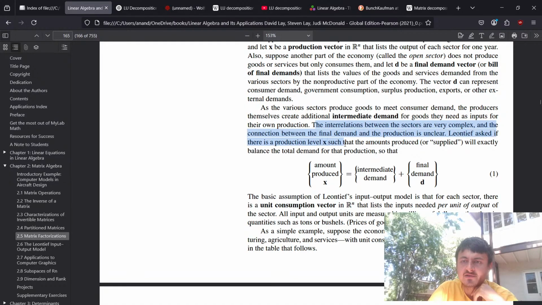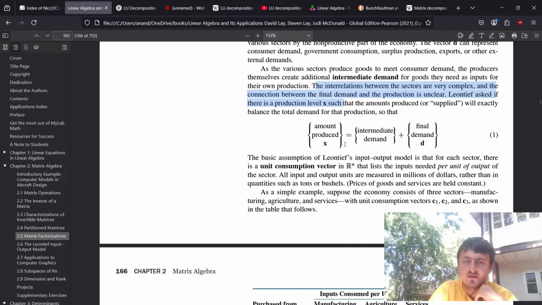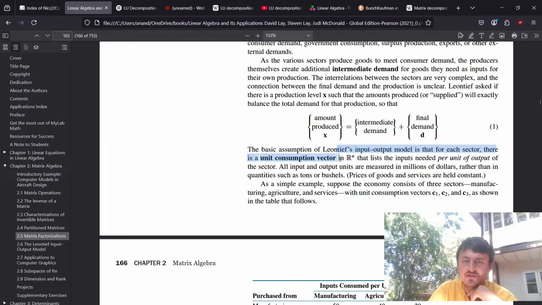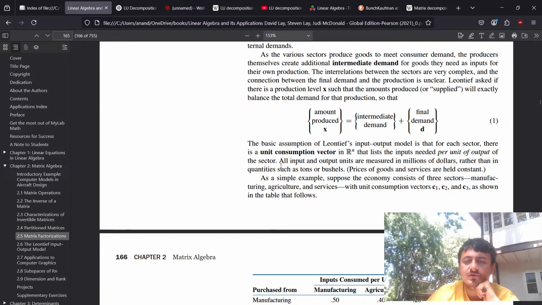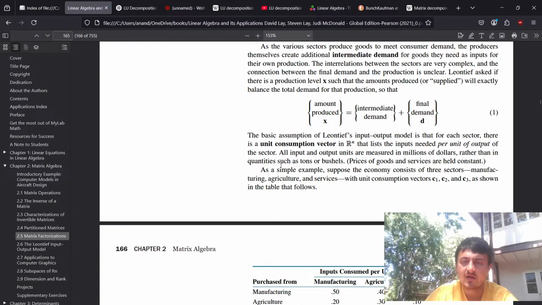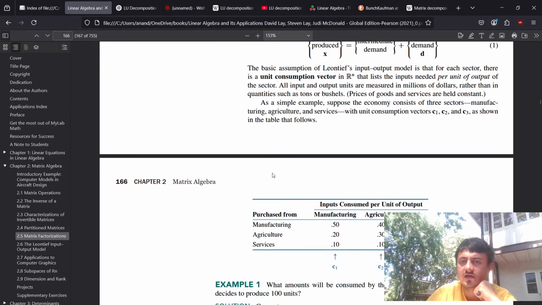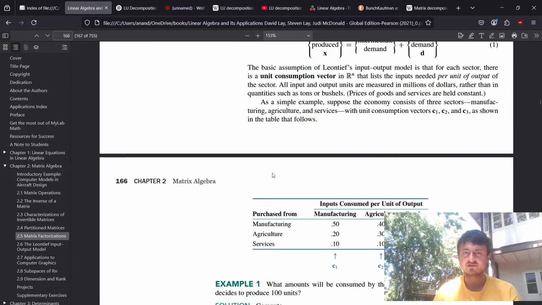The interrelations between sectors are very complex. The basic assumption in the input-output model is that for each sector, there's a unit consumption vector in Rn that lists the inputs needed per unit of output for that sector. So that's like a one-hot vector, kind of. Well, sort of. Anyways, unit consumption vector makes sense. All input and output units are measured in millions of dollars rather than in tons of bushels or something like that. As a simple example, suppose the economy has 3 sectors: manufacturing, agriculture, and services. What a badass economy.